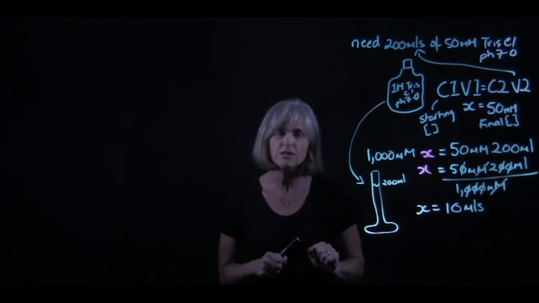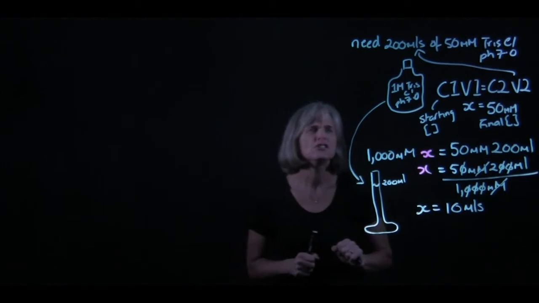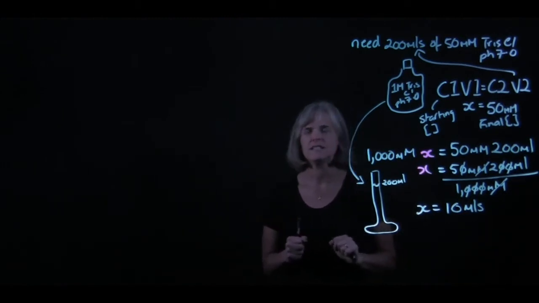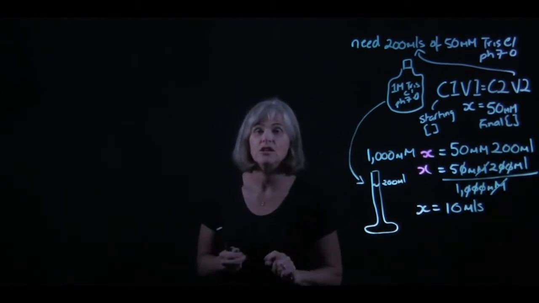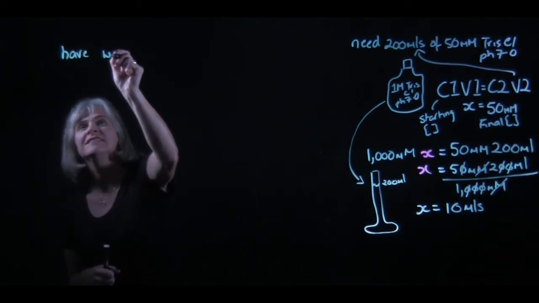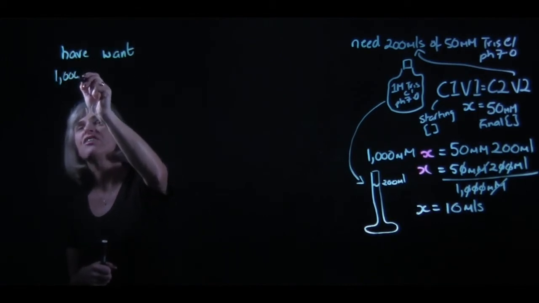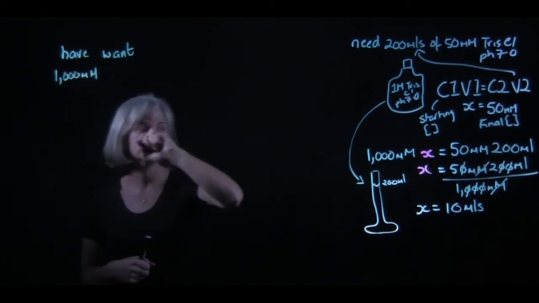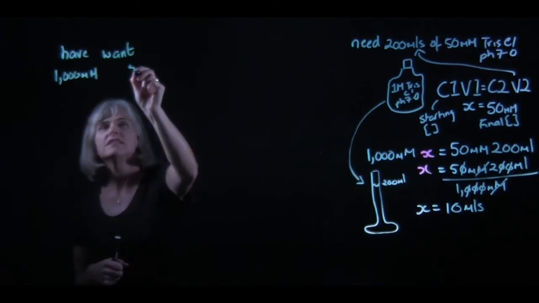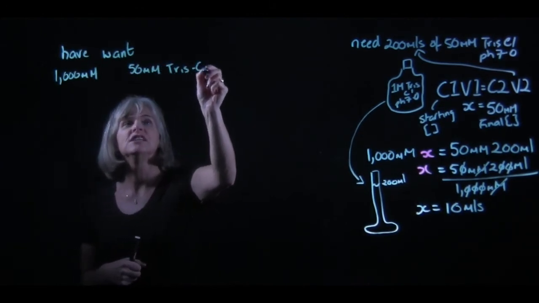Okay, so a second strategy, one that I use, especially when the numbers are fairly straightforward like this, and it means I can sometimes do them in my head if the numbers are easy. What I like to do when facing a problem like this is to think, what do I have and what do I want? And I know that I have 1,000 millimolar Tris Cl, and I want 50 millimolar Tris Cl.